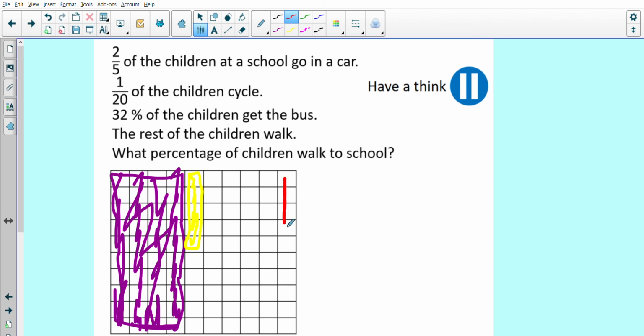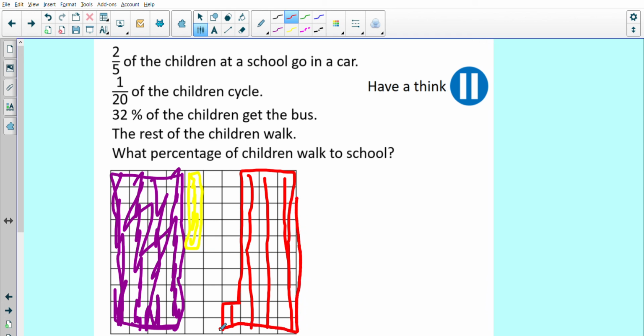I'm going to do it as easy as 10. 20%, 20 out of 100. That's 30%, that's 30 out of 100. That's my 2. 32% of children get the bus. The rest walk to school. What percentage of children walk to school? Have we figured that out yet?